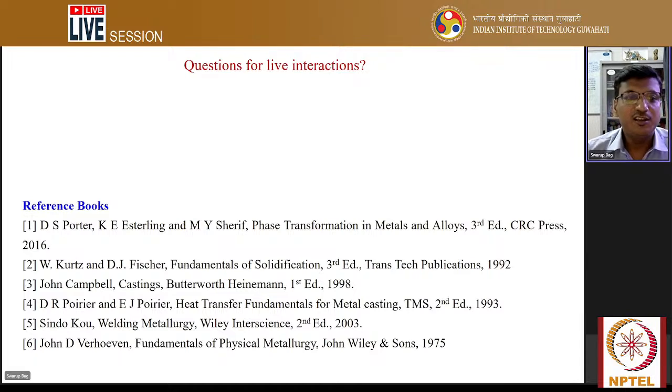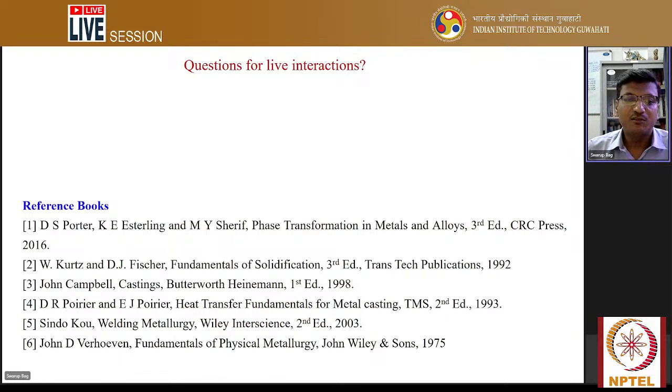Now, if you are really interested in this course, I already mentioned that there are many reference books associated with it, and each explains different topics of solidification processing. For example, for the very basics, the thermodynamic principles and phase transformation in metals and alloys, the first reference book is the most important. For other fundamental aspects which I have not covered in this course, the fundamentals of solidification, the second book is also most useful.